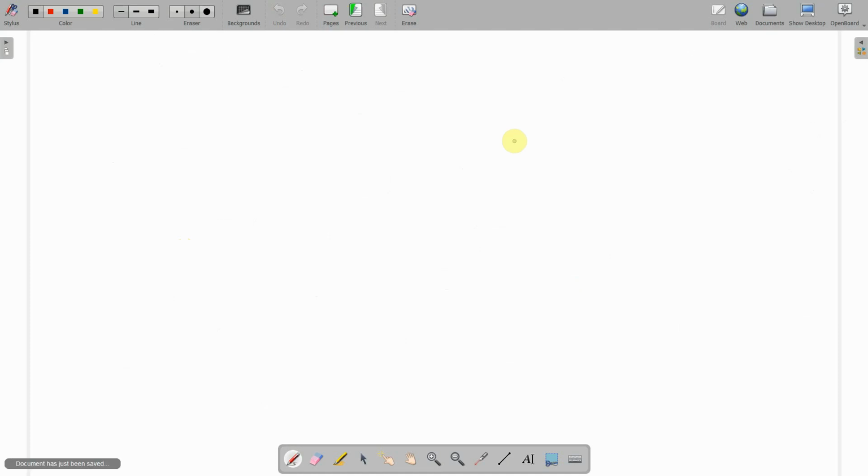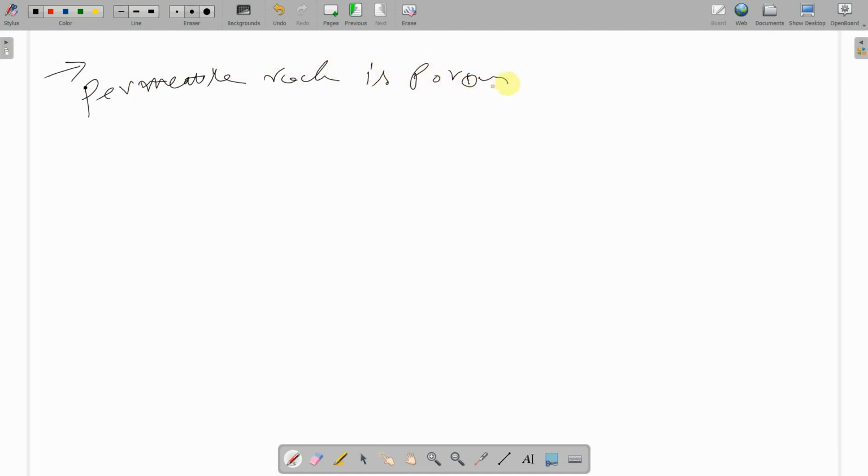Now the relation between porosity and permeability. A permeable rock is always porous. There are cases I did discuss also: a permeable rock is porous, but a porous rock might not be permeable.